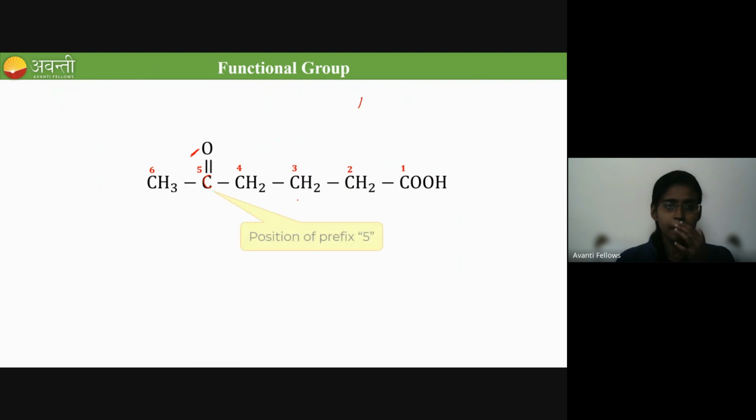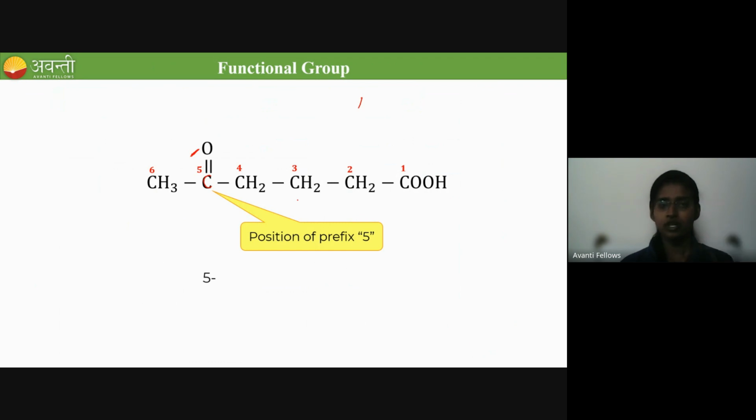So here if you see, we have two functional groups, one is ketone and the other is carboxylic acid. Carboxylic acid is getting the first preference, that is number 1, and ketone is getting number 5. 5-oxohex-1-oic acid. If the functional group is getting the second preference, then we have to go with the prefix. The prefix-suffix tabular column I have already given you in the class.